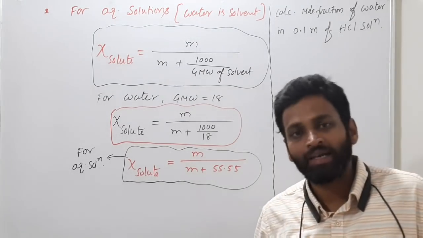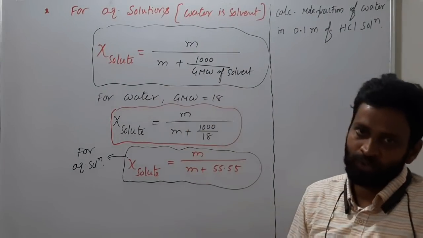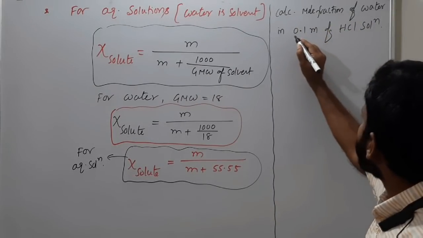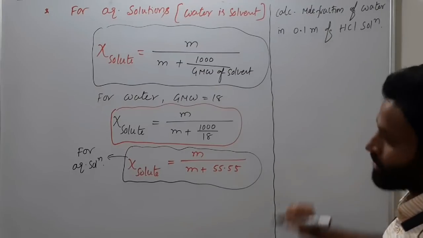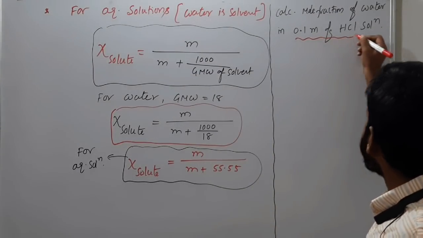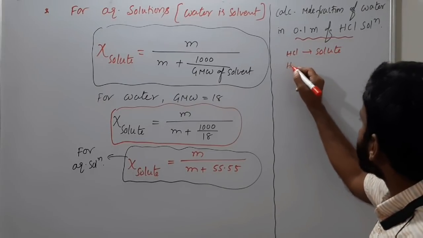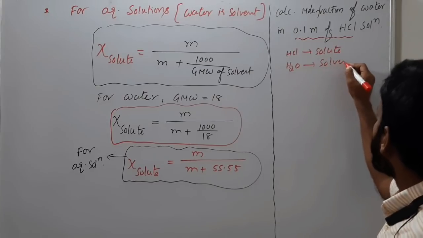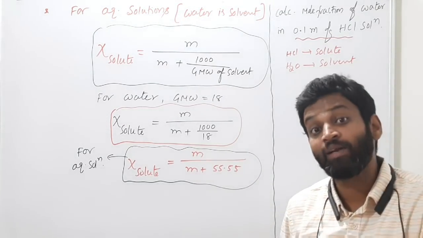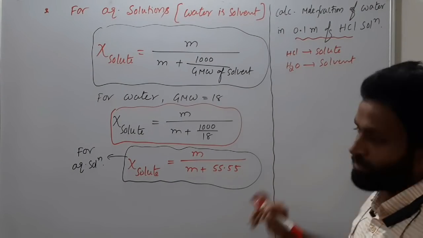Actually, HCl or HNO3 is not required, unnecessary for you, because in this you don't have the gram molecular weight of the solute. So what the solute is doesn't matter. Calculate the mole fraction of water in 0.1 m HCl solution. What is the meaning of this? HCl is the solute and water is the solvent. How do you say HCl is the solute? They gave an HCl solution, meaning HCl is present in water. That's the meaning. Got it?